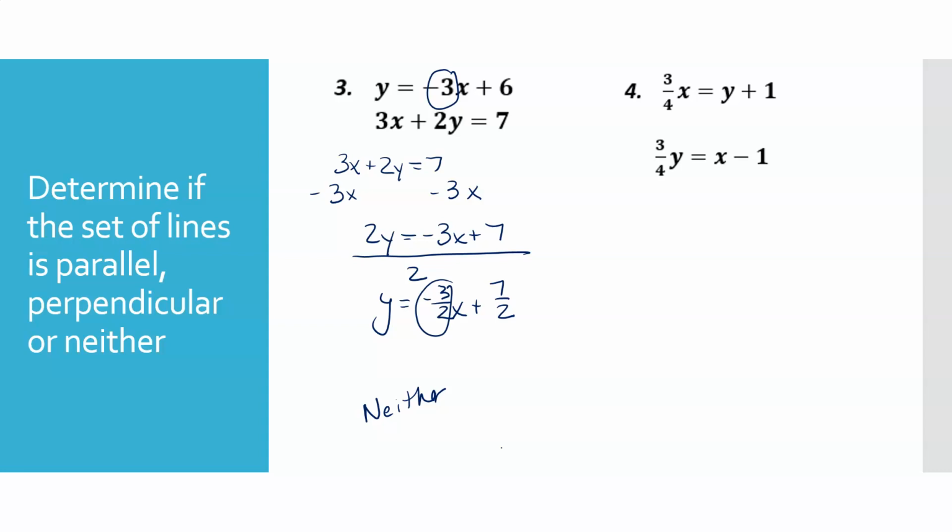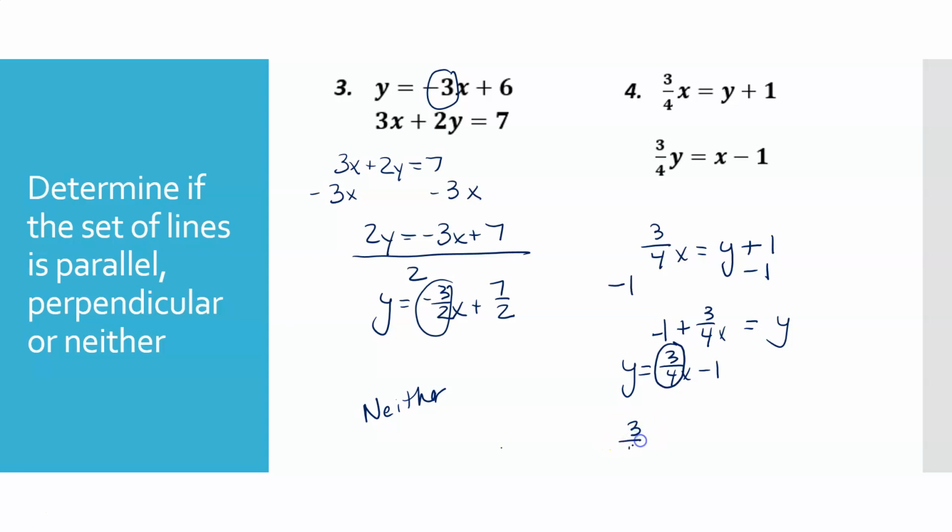If I divide, let's look at the top one first. I have 3/4 x equals y plus 1. So if I do this, I have y equals 3/4 x. Okay, so let me flip it around so it looks like what we know. So my slope is 3/4. Okay, so let's look at the bottom one.